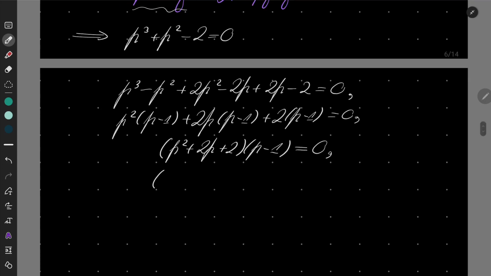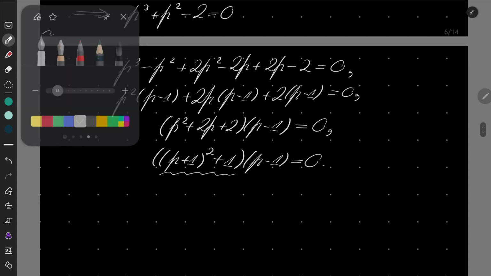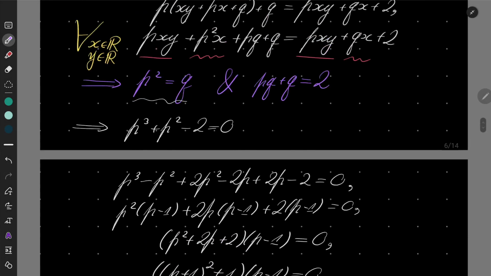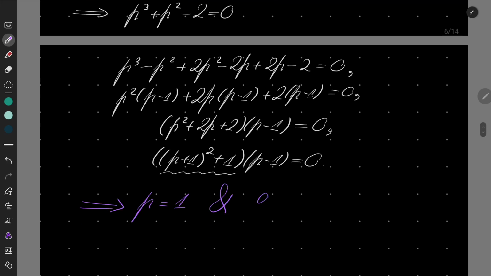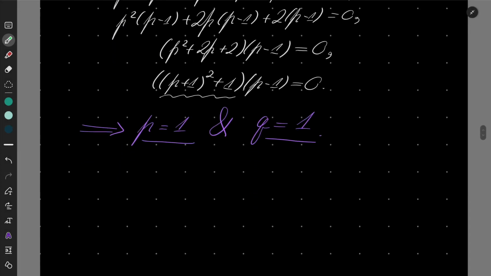And let's take a look. Our first parentheses can be written as (p + 1)² + 1, times (p − 1), equals 0. What are the solutions? Well, this parenthesis cannot be 0, so p must be equal to 1. And what about q? Well, q was p², so q must be equal to 1 as well.